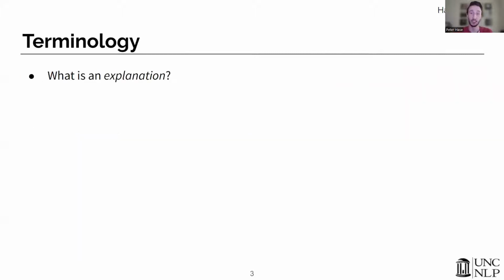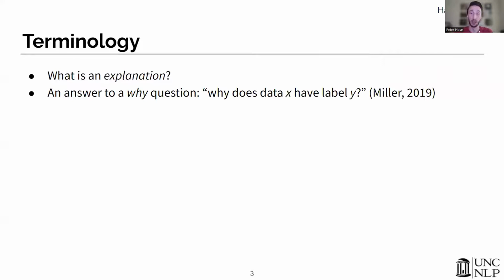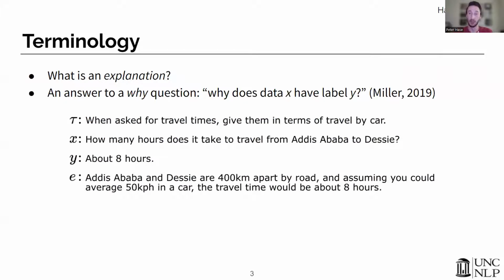To begin with, let's establish some terminology. By explanation, we refer to an answer to a why question, following Miller. Here's a hypothetical example. For a task that is giving travel times by car, we have an input: How many hours does it take to travel from Addis Ababa to Dessie? These are two cities in Ethiopia. The answer is about 8 hours.